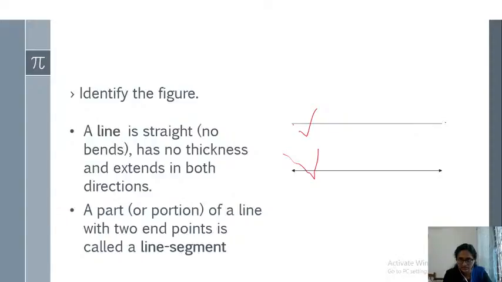Now what is a line segment? A line segment is a part of a line with 2 endpoints. So a part of a line with 2 endpoints is called a line segment.